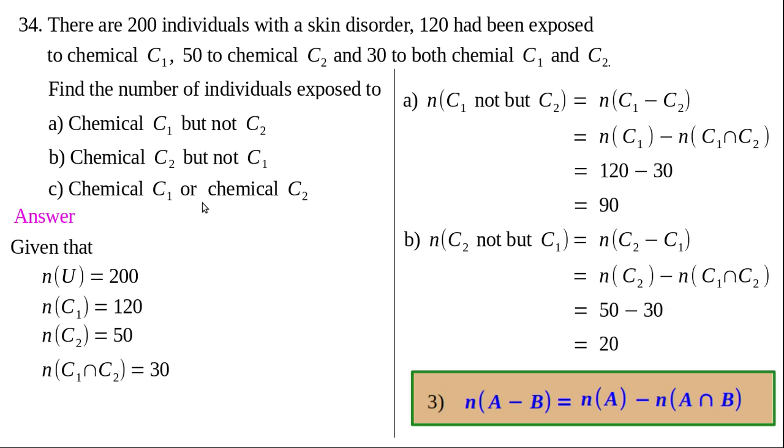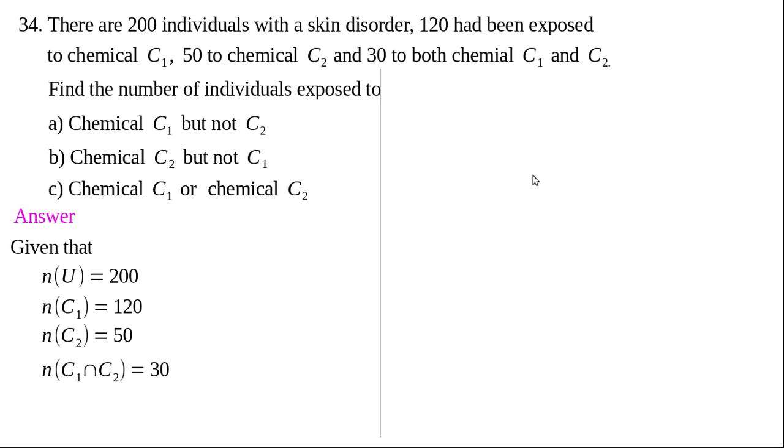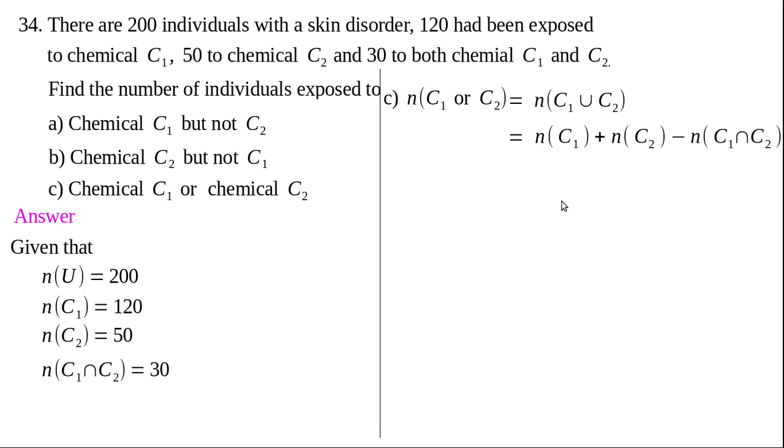That is number of C1 or C2. That is question number C. Or represents union. Or at least one, either or. These terms represent union. Number of C1 or C2 means number of C1 union C2. What is the formula to find number of C1 union C2? Number of C1 plus number of C2 minus number of C1 intersection C2. What is number of C1? 120. Number of C2? 50. And number of C1 intersection C2, that is 30.